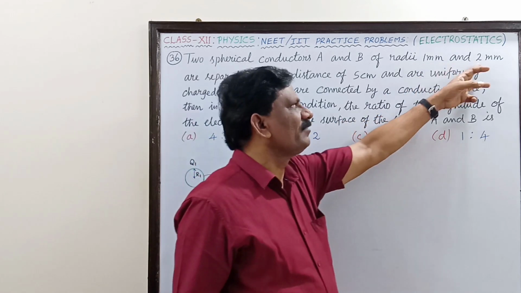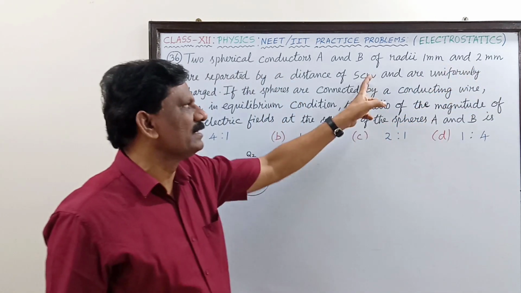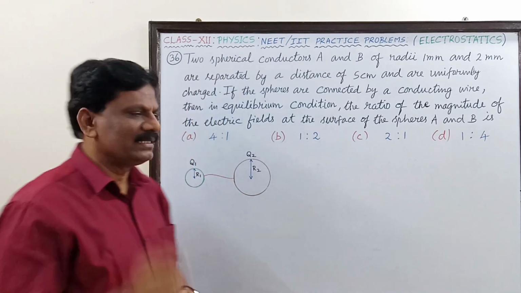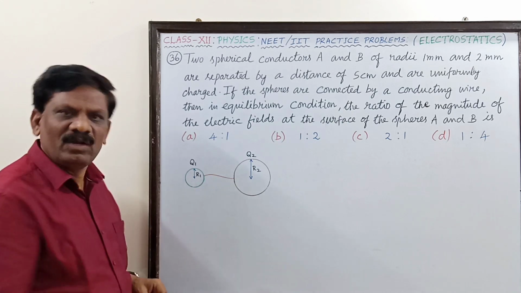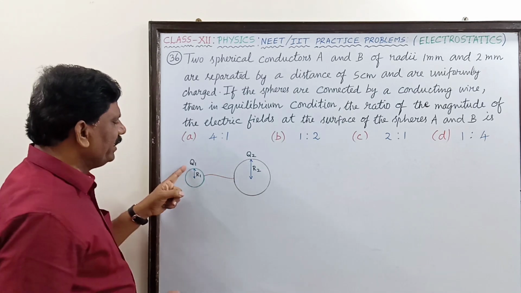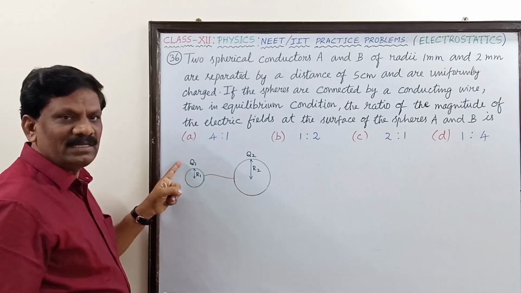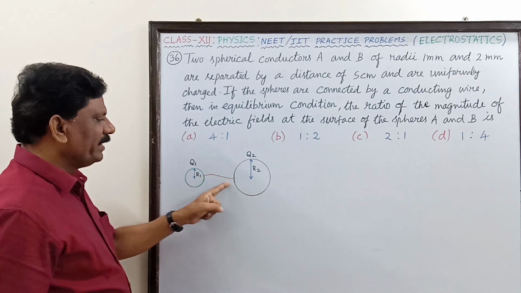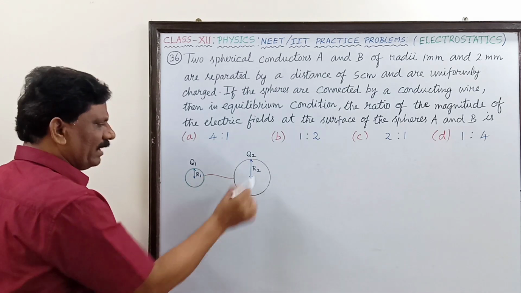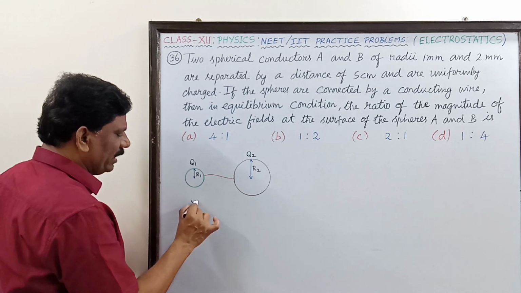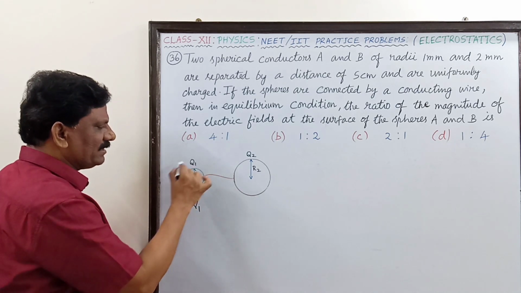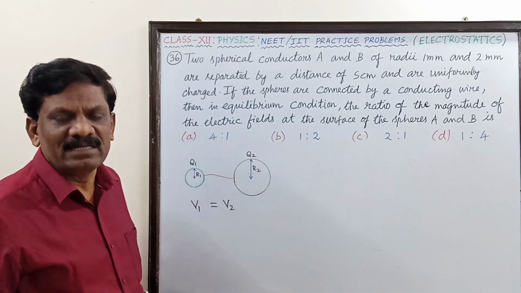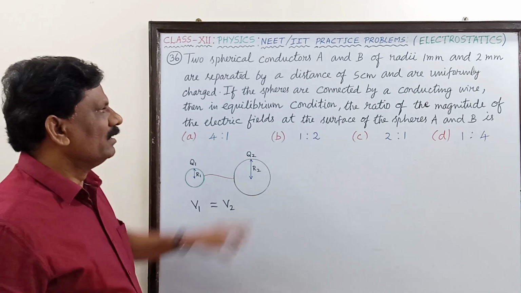Now here the radii of the first and the second spheres are given, and the distance of separation is given. This information is not actually required because the two are connected by a conducting wire. Initially the charge present on the first sphere is Q1 and on the second sphere is Q2. When they are connected by a conducting wire, they will attain an equilibrium such that the potential at every point on the surface of the first sphere will be equal to the potential at every point on the second sphere. This is the condition given here.